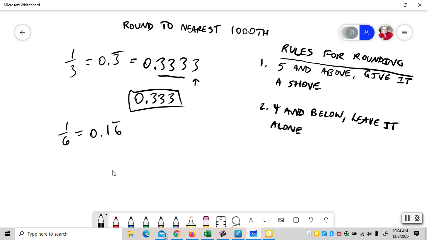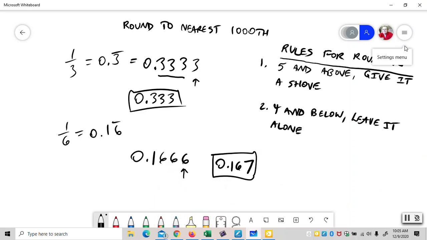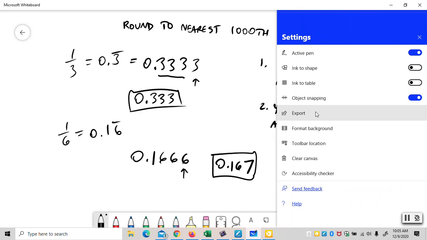With 1/6, you're going to do the same thing. Tenths, hundredths, thousandths, 10,000ths. In this case, you look at that guy. 5 and above, give it a shove. So it's 0.167. This knocks that up 1. So that is how that works. That's all you're doing. It does not have to be hard.